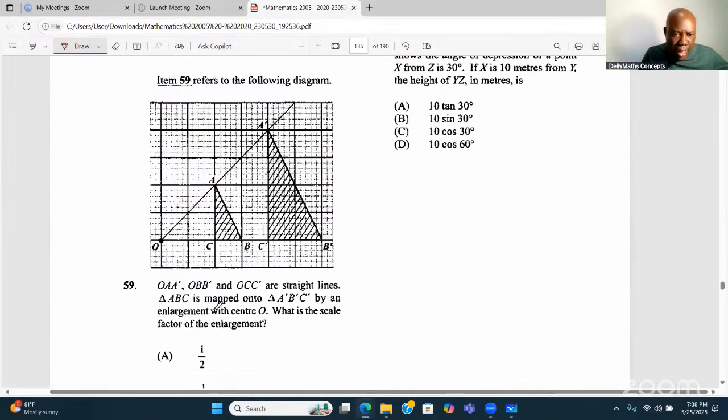It says here, OAA prime, OBB prime, and OCC prime are straight lines. They're referring to these lines there. They're just giving you notes on it. It says the triangle ABC is mapped onto A prime, B prime, C prime by an enlargement with center O. All right, what is the scale factor?